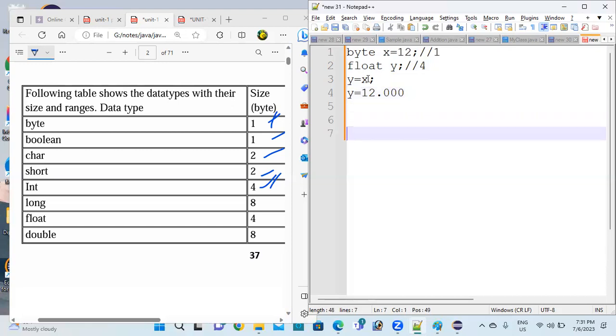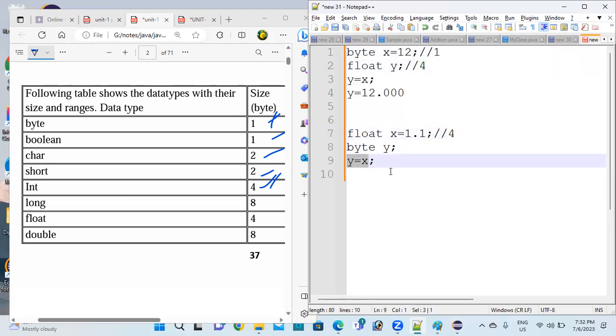Like that, float x equals 1.1 I'm taking here. Next I take byte y, and y equals x. At this particular time, when you are storing, the float size is how much? 4 bytes. See the difference here. The earlier one is an implicit conversion. Here you are storing 4 bytes of information in 1 byte.